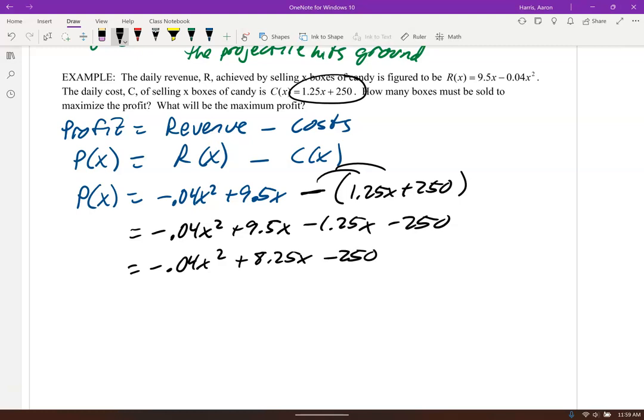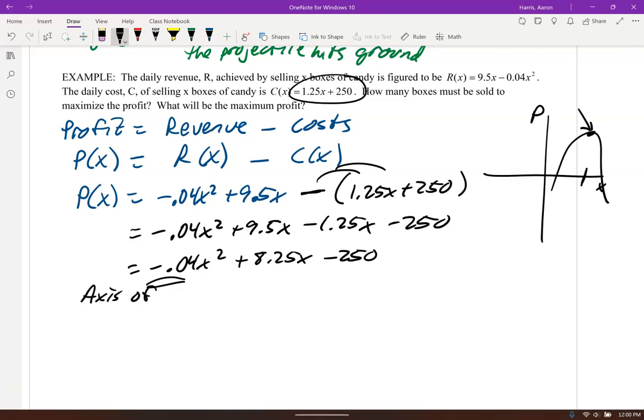Now we're trying to maximize profit. Notice our a value is negative, so whatever this looks like, we're trying to maximize. We're trying to find the maximum for our profit function based on x boxes sold. What's that x value that we need to sell? Well, we've got to find the middle of the graph. We've got to find our axis of symmetry first. Negative b over 2a.